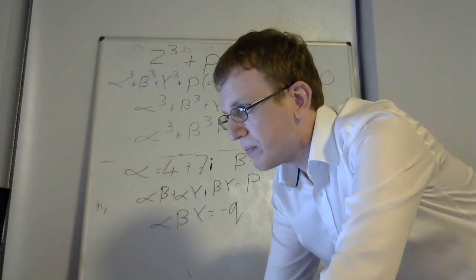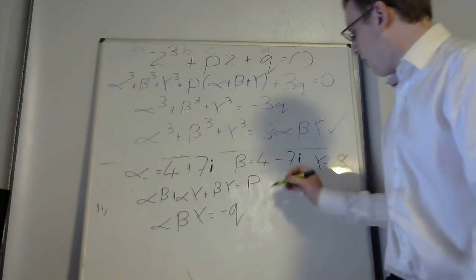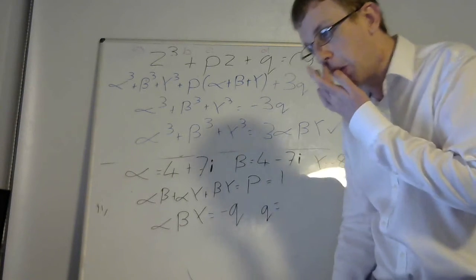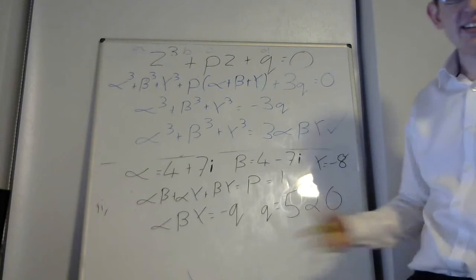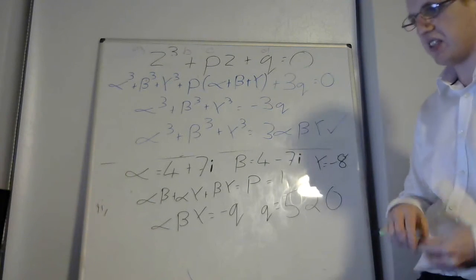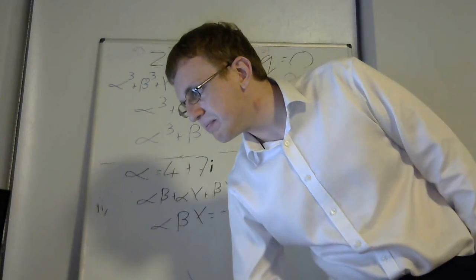Question 4. So P is equal to 1 and Q is equal to 520. And that's just multiplying complex numbers, adding them together, so I don't think I need to do that for you. Last part of the question now is kind of interesting.